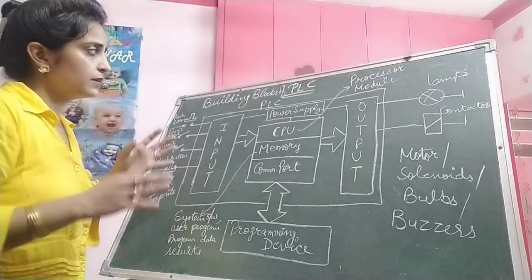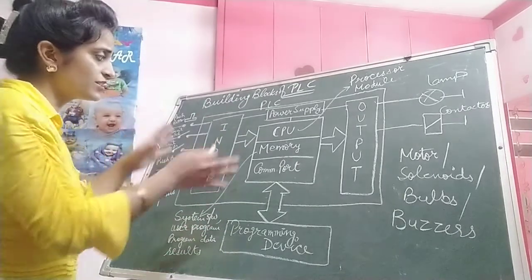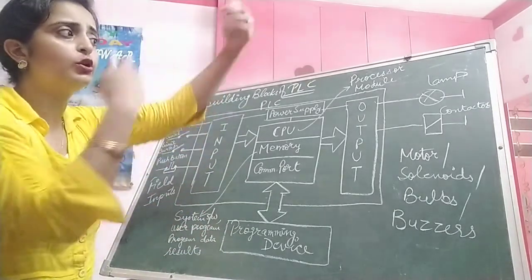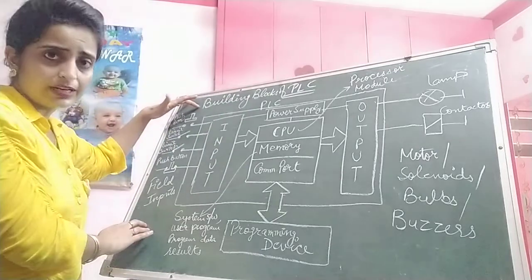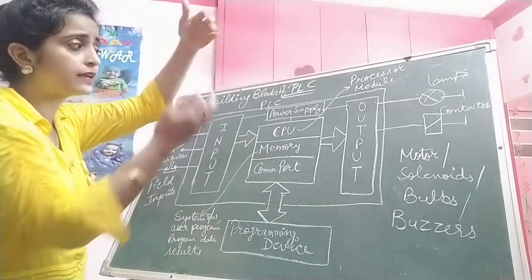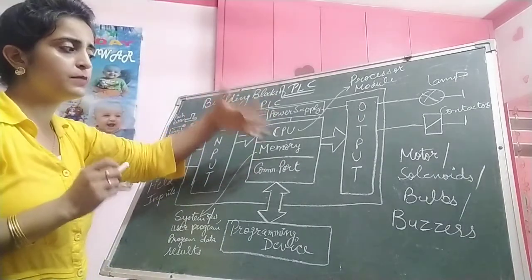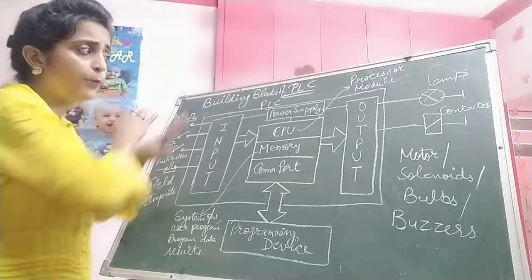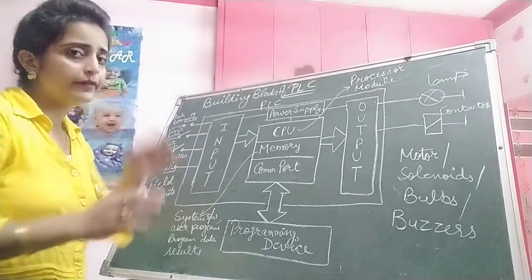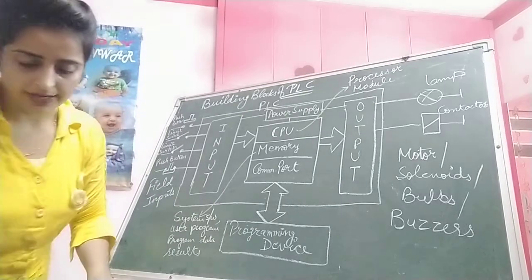So I hope you all are clear with the building blocks of the PLC. What is the function of the input module, output module, the connectors that are being utilized, the inputs you are using here, the outputs you can be connecting. Then what is the function of the power supply, the function of the CPU, memory, communication port. I hope you all are clear with all this, right? So let's move on to the advantages of PLC, right?